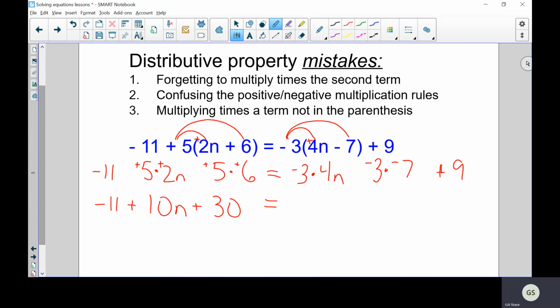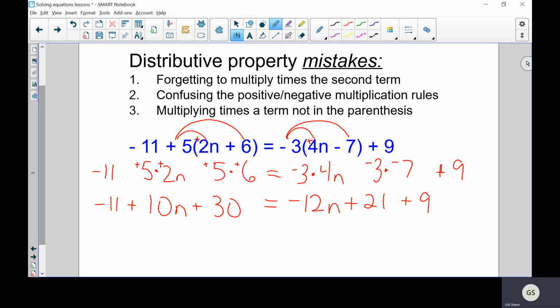Now we do the same thing on the right. We just do the math. What's a negative times a positive, we said? So negative 12n, don't forget the variable. What is a negative times a negative? Positive. So now we're going to write that as addition. And then we just say plus 9 on the end.